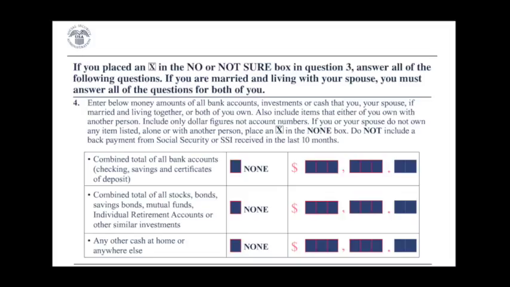You are going to combine their checking account, savings account, and CDs for the first part of question 4. If they do not have any of these, you would put an X in none. On the second part of question 4, you would list any combined stocks, bonds, savings bonds, mutual funds, IRAs, or similar investments. If they do not have any of these, you would put an X in none. The last part of question 4 asks if they have any other cash at home or anywhere else. If they do not have money in that category, you would put an X in none.